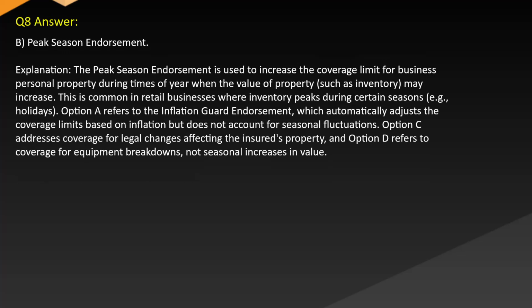Peak season endorsement. Explanation: The peak season endorsement is used to increase the coverage limit for business personal property during times of year when the value of property, such as inventory, may increase. This is common in retail businesses where inventory peaks during certain seasons, e.g. holidays. Option A refers to the Inflation Guard endorsement, which automatically adjusts the coverage limits based on inflation but does not account for seasonal fluctuations. Option C addresses coverage for legal changes affecting the insured's property, and Option D refers to coverage for equipment breakdowns, not seasonal increases in value.